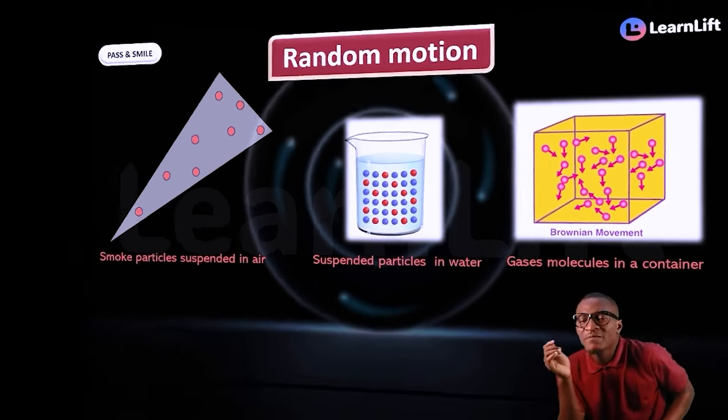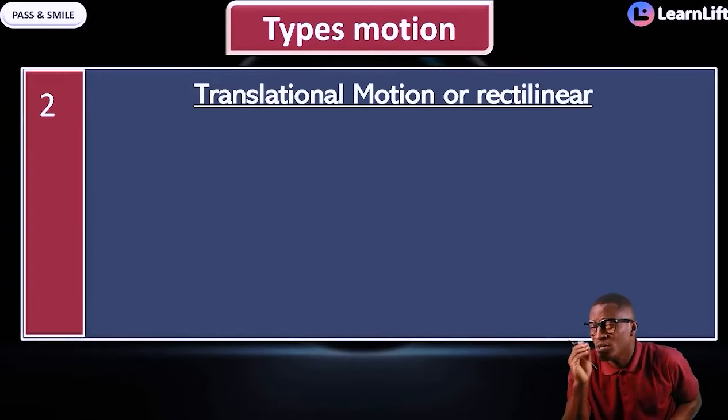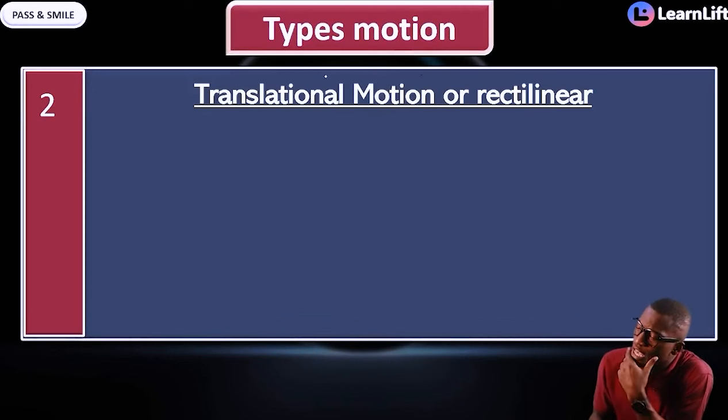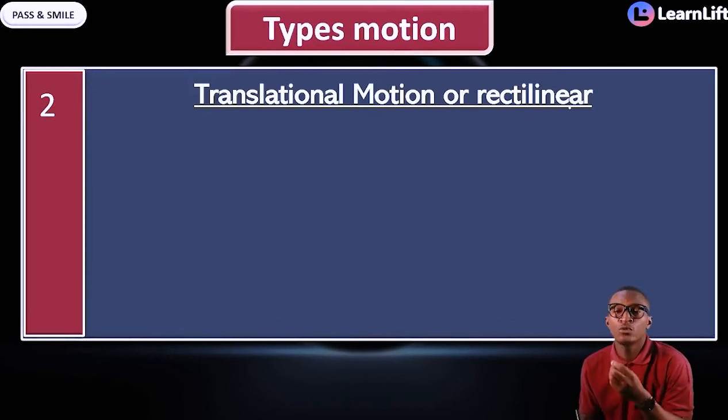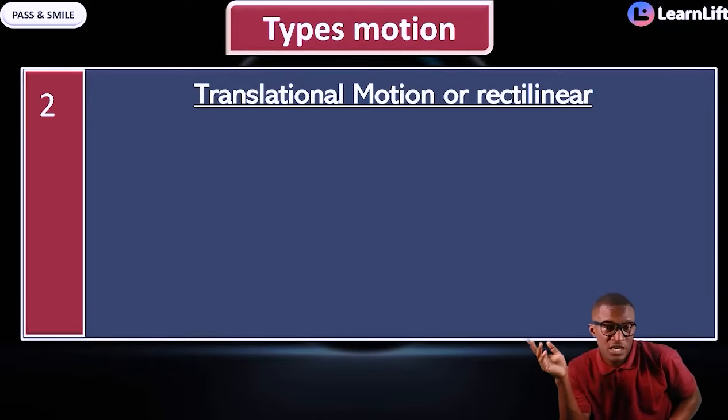Are you seeing it? After that, the second type of motion we talk about is your translational or rectilinear motion. Anytime you hear translational or rectilinear motion, what comes to your mind? Motion in one direction, or motion in a straight line.